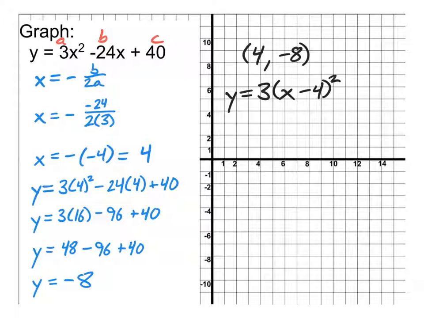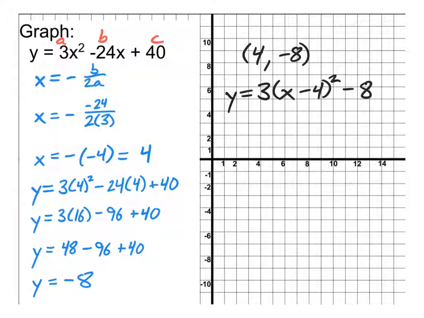Remember to square your parentheses. And then it's plus the y-coordinate of our vertex, which is -8. But we don't really want to leave it as plus the -8. We can clean that up a little bit. So instead, just write it as -8. Now that is our vertex form, and that's what we're going to use for graphing.